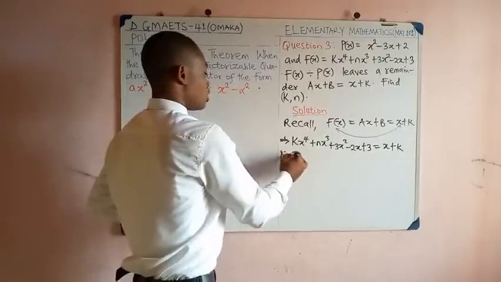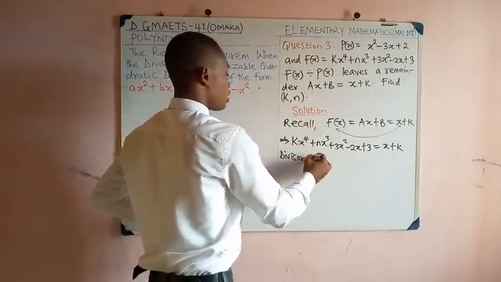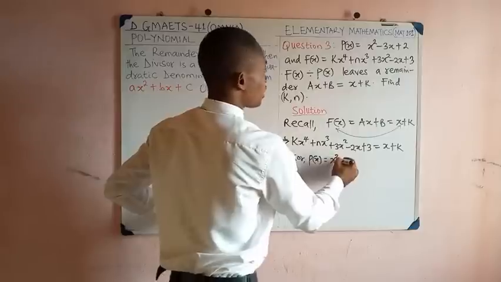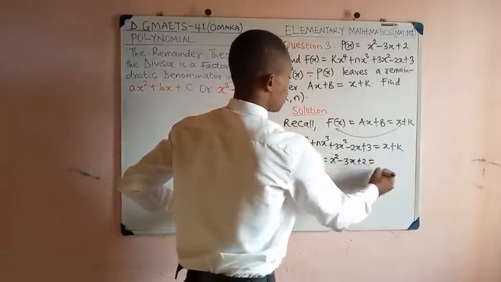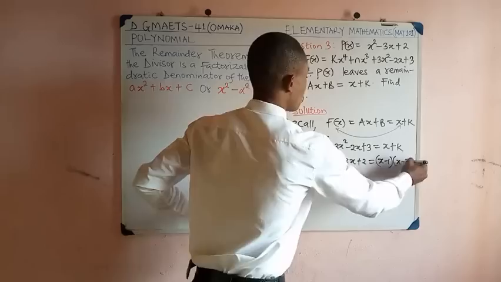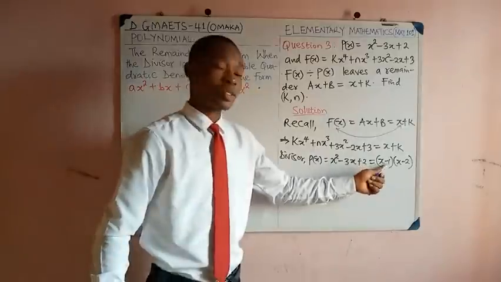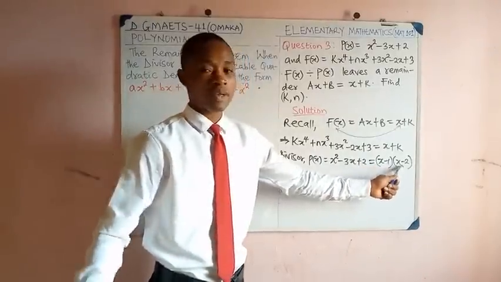Now we move on to the divisor. The divisor is given to us as p of x, which is x squared minus 3x plus 2. This is equivalent to x minus 1, x minus 2 if you factorize this. Is that okay? So take note of this. This is just like x plus or minus alpha, x plus or minus beta.